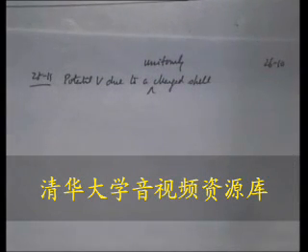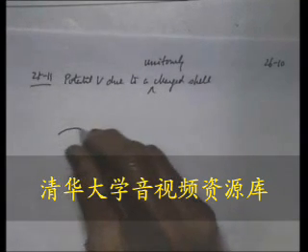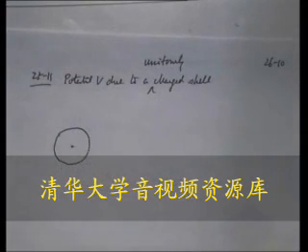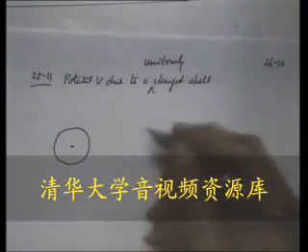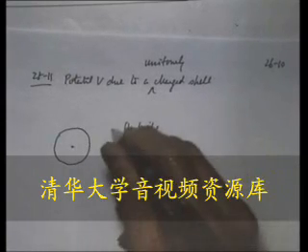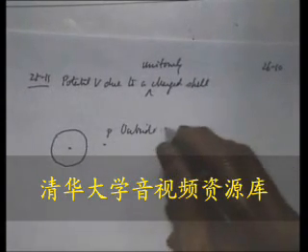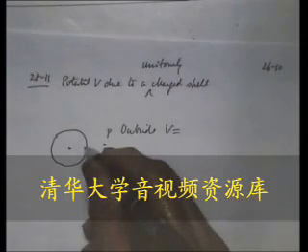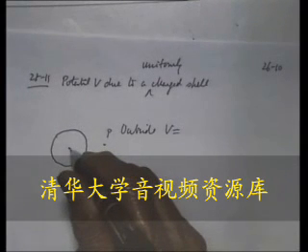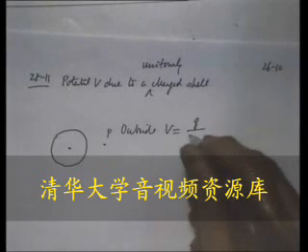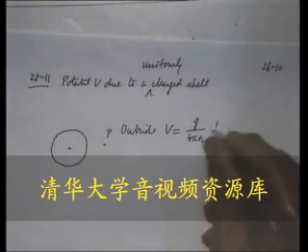Now the potential V due to a uniformly charged shell. Suppose this is a shell. What is V outside, at this point P? Outside, V is equal to Q over 4 pi epsilon 0 times 1 over R, because the electric field is the same as if the whole charge is concentrated in the center.